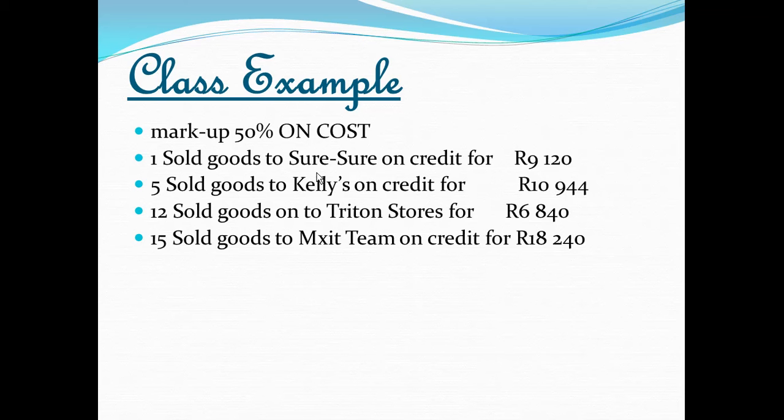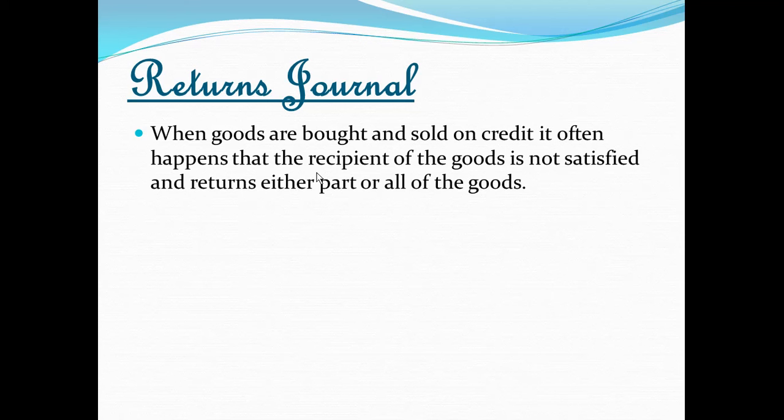Okay. Then the final journal here is the returns journal. And the returns journal is when you are returning goods to your supplier or your customers are returning to you. So you have separate journals for these type of transactions. So you'll have a journal called sales returns journal for when your customers are returning goods to you. And then you have a journal called purchases returns journal for when you are returning goods to your supplier.